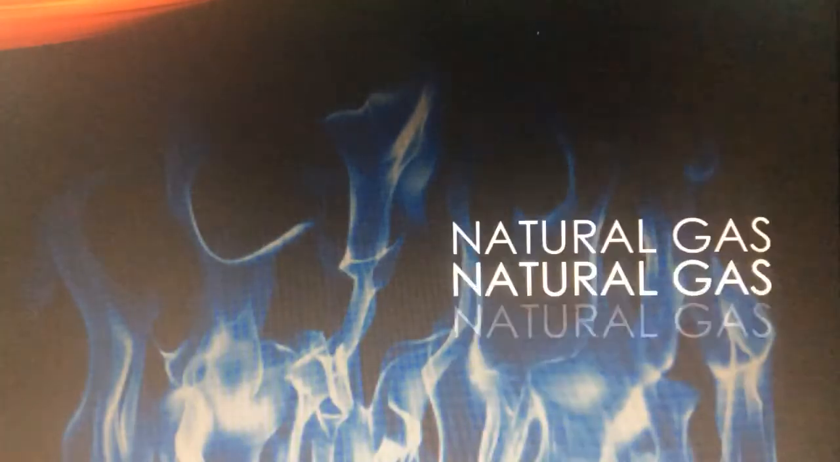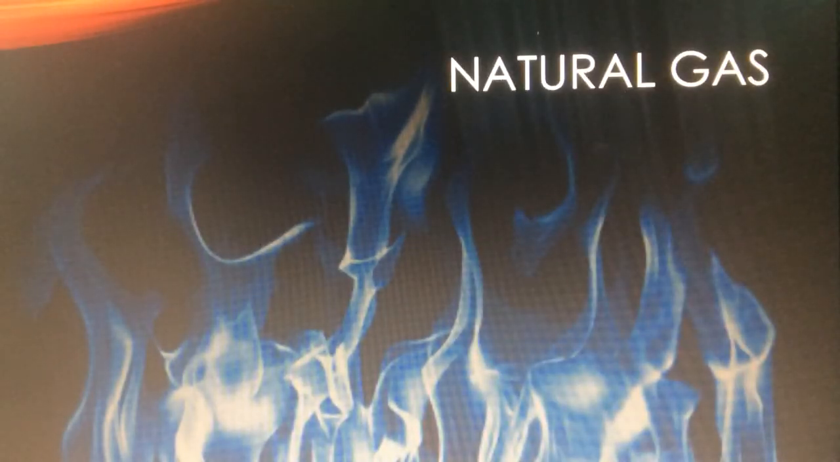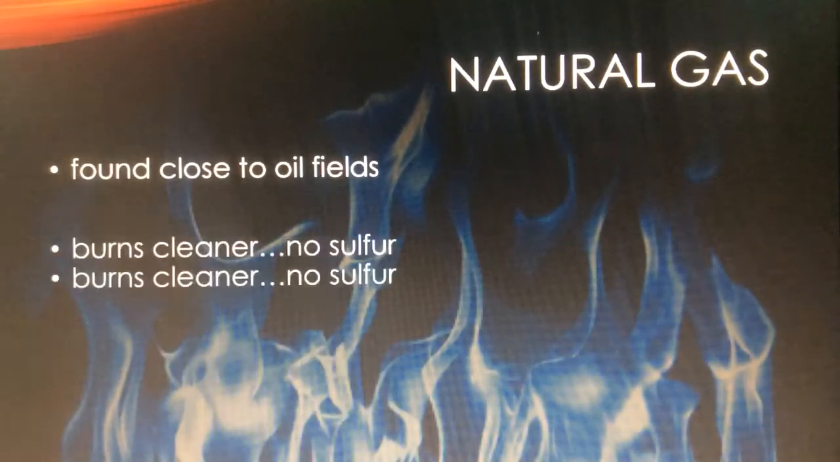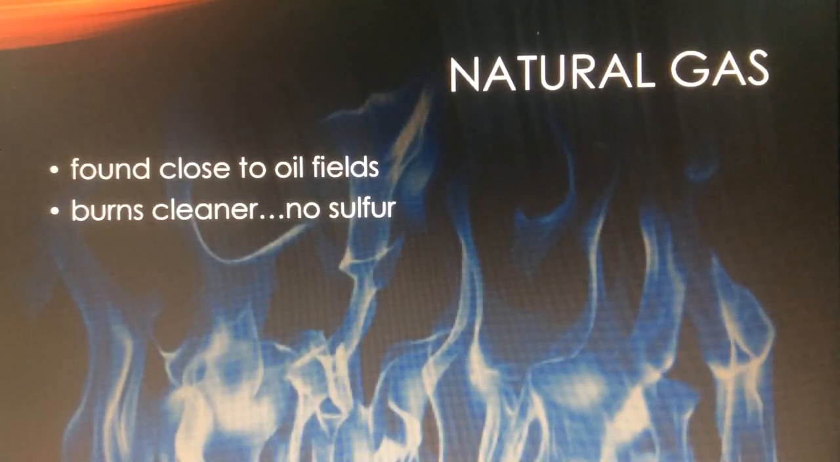The gas form of fossil fuels is called natural gas, and it's found very near to oil fields. What's nice about natural gas, it burns cleaner because there's no sulfur in it, so it doesn't cause pollution like coal or petroleum does. When they first discovered natural gas, they thought it was a waste, and so they would just burn it off. But they realized that they could collect it or save it and use it as a fossil fuel.